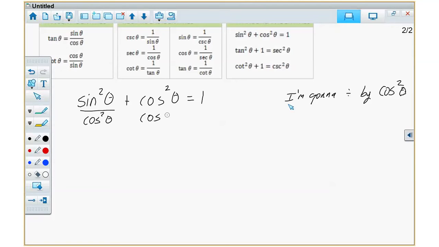So I'm going to divide by cosine squared theta, and cosine squared theta. Now rewrite that. Well, sine squared over cosine squared is what? I'll do this one for you. That's one. And this one, you could put this as 1 over cosine theta, 1 over squared. And what's 1 over cosine?